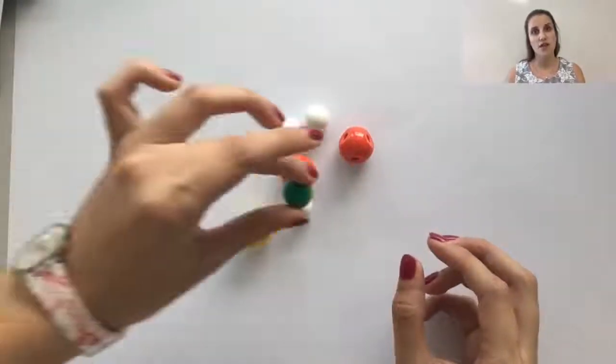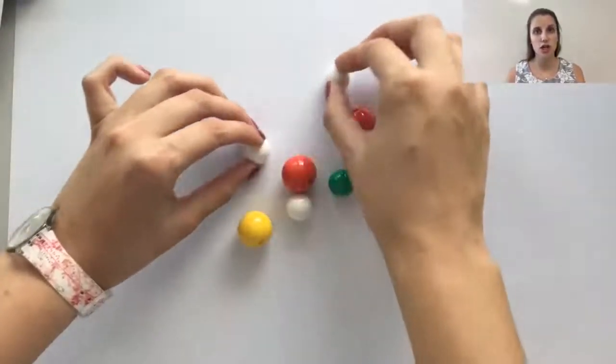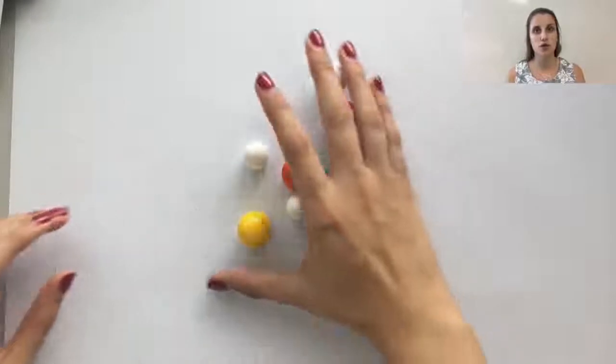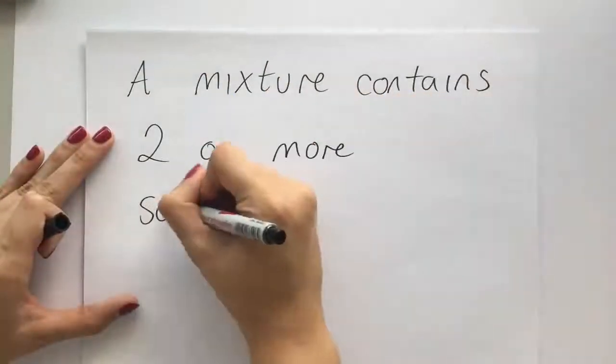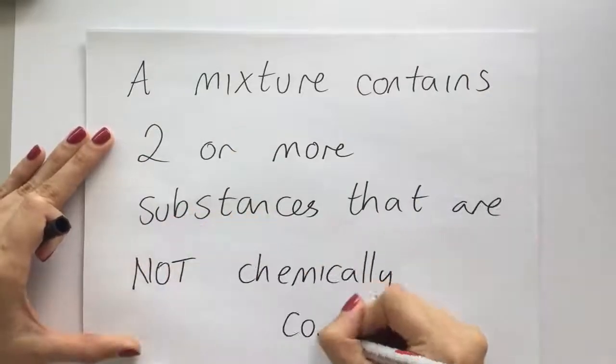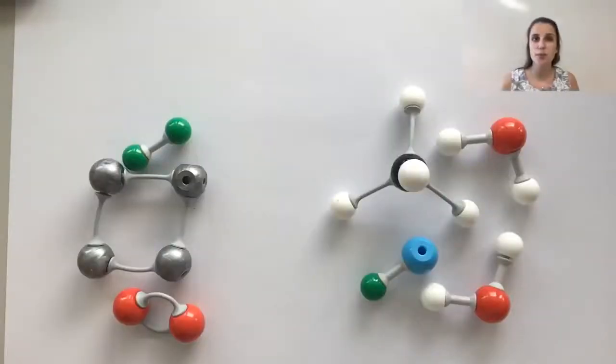So you can see that they're not really touching each other. They don't have the sticks in them showing that they are chemically combined in this case. Check out these examples here. One of them is a mixture of compounds and one of them is a mixture of elements. Can you tell which one is which?